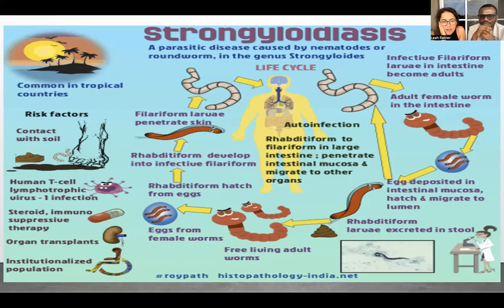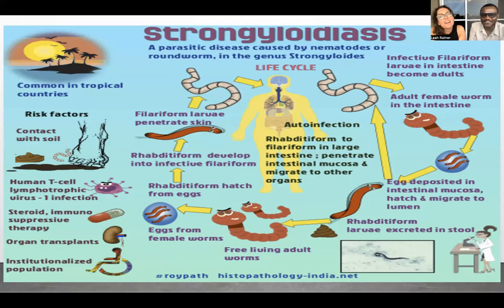So just the risk factors. Obviously, we talked already about contact with soil and how that can penetrate. But things that we don't think about as much, human T cell lymphocytic virus 1. Did you know that Mr. T was the one who had that? I always like that fact.